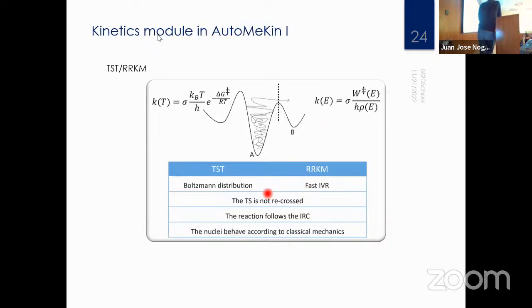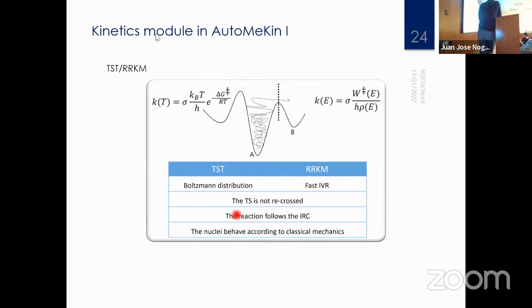These are the assumptions of the statistical theories. The reason why they are called statistical is because they have a number of assumptions, which are shown here. Basically, we assume a Boltzmann distribution, and fast energy redistribution in the case of RRKM theory compared to the rate of reaction. The transition state is not recrossed, meaning that once we get to the dividing surface, we proceed to the products. We don't go back to the reactants. This is the no recrossing assumption.